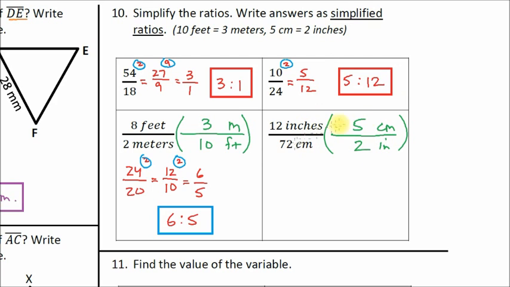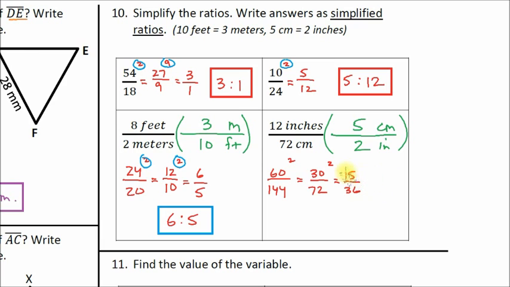Okay, our units of measure will cancel now, and we've got 12 times 5, which is 60, and 72 times 2, which is 144. Those both look like even numbers, so I'm going to go ahead and divide them both by 2. I've got 30 divided by 72, and those are even again. Let's divide by 2, and that's going to give me 15 over 36.